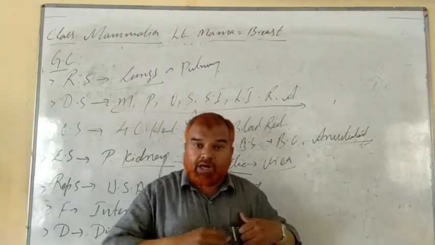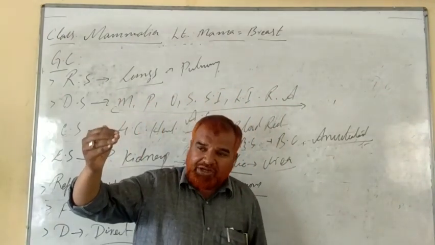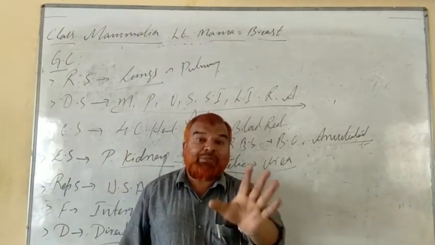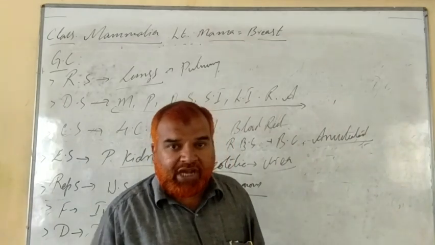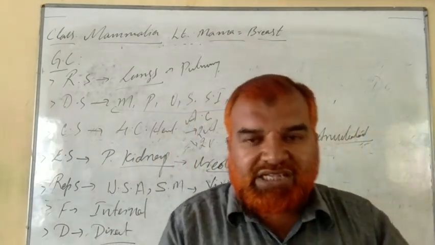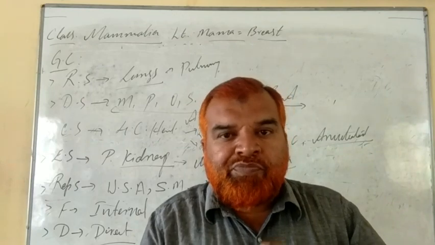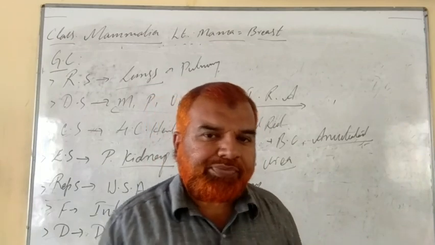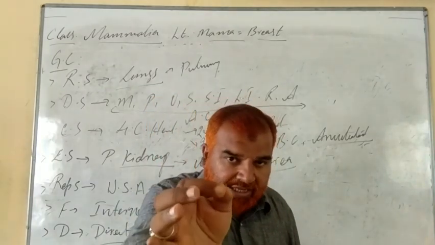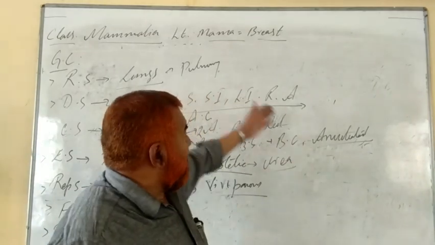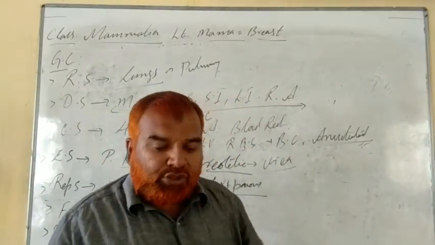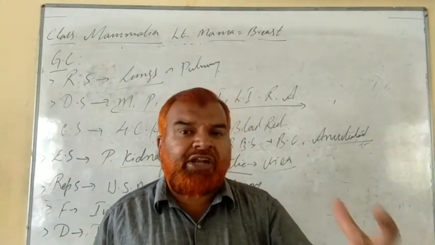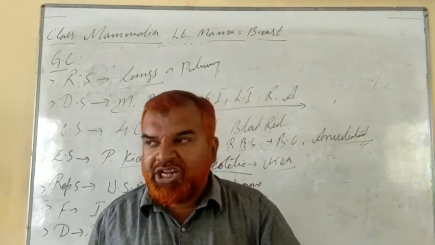Right from Insectivora, then Proboscidea, Carnivora. Many orders are there. Human beings belong to the 14th order, the last order, Primata, to which chimpanzees, gorillas, monkeys, lemur, langur, rhesus monkey, and human beings belong. The last order of the class Mammalia, under subclass Eutheria.